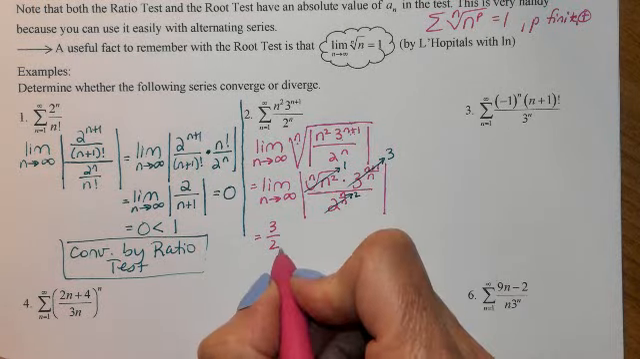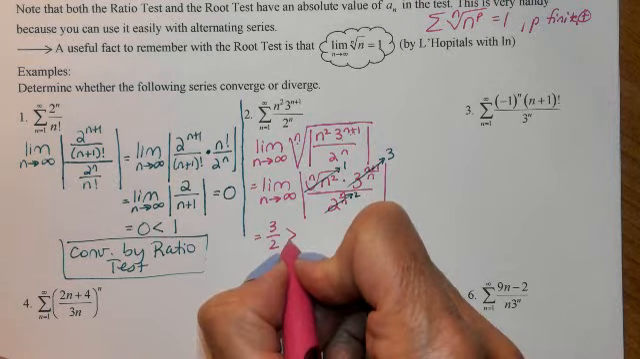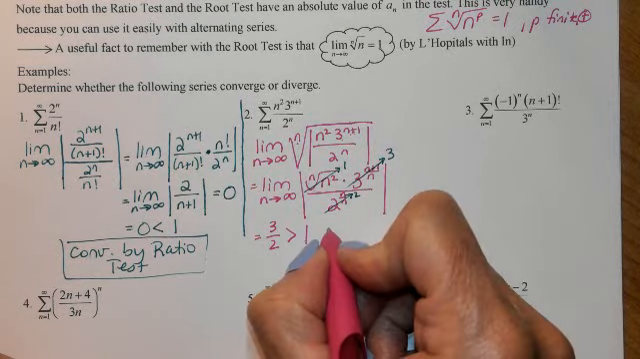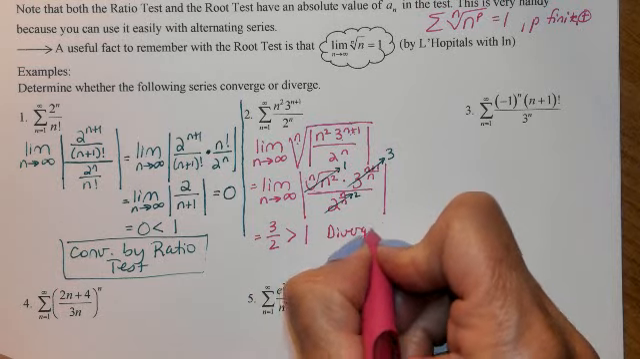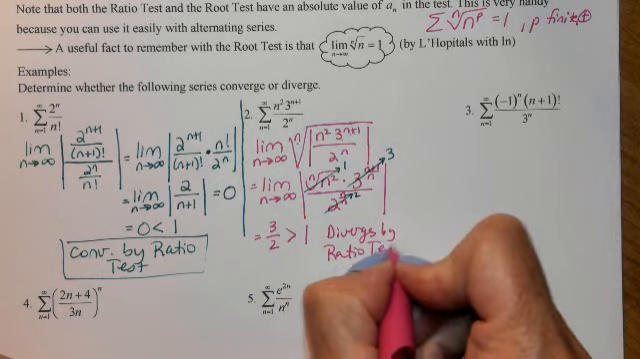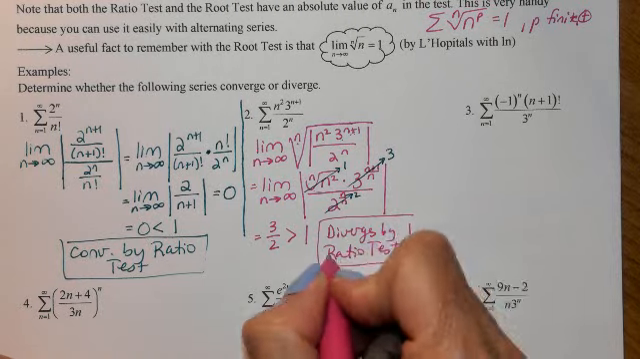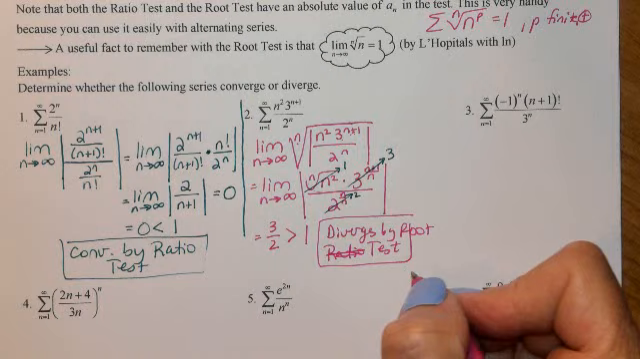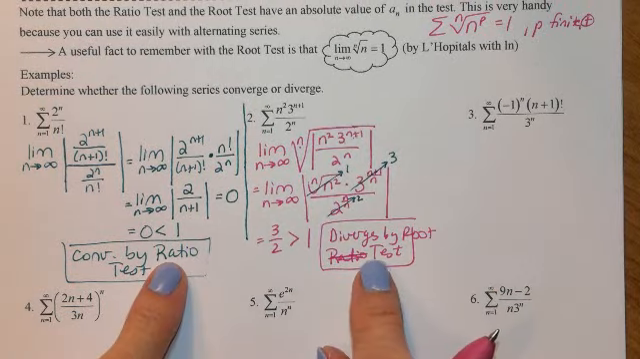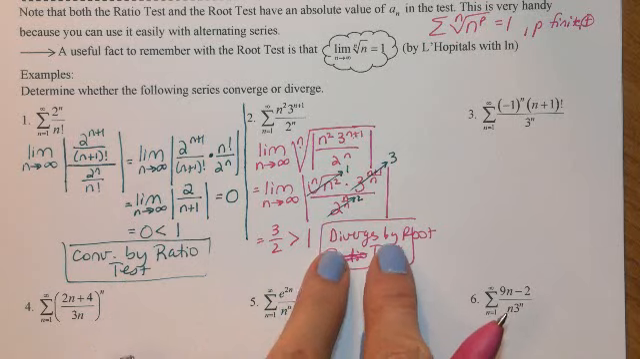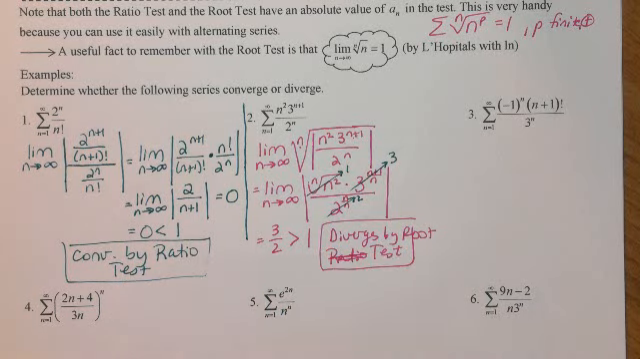Is 3 over 2 greater than 1 or less than 1? Well, it's greater than 1. So this series diverges by ratio test. Oh, not ratio, root. We did the root test. We could have done the ratio test on there too. You can always do both. I could have used the root test here. I could have used the ratio test here. Okay? That's fine.